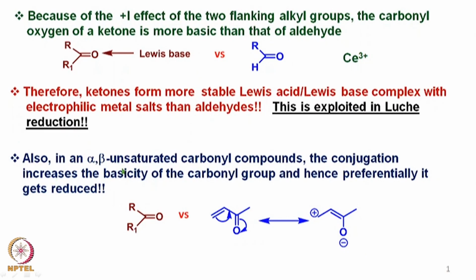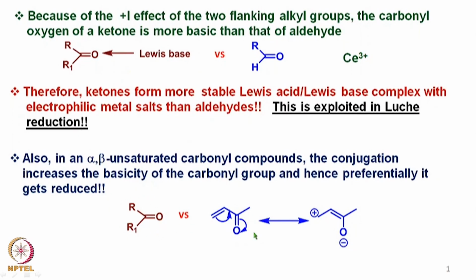In a similar fashion, when we compare an alpha beta unsaturated carbonyl compound with a saturated carbonyl compound, we can see that while in the case of saturated ketones, it is only the inductive effect that increases the basicity of the oxygen, in the case of an alpha beta unsaturated ketone, it is the electron density from the pi system that is in conjugation with the carbonyl group, and we can write a resonance structure like this, indicating that more electron density is residing on the oxygen of the alpha beta unsaturated system compared to the oxygen of the ketones.